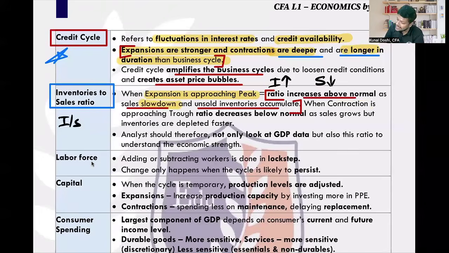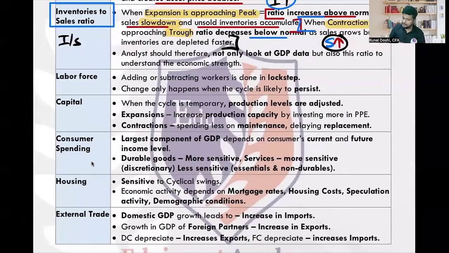Understood? But when the contraction is approaching trough, meaning you are reaching the bottom, there's nothing worse than this. When the contraction is reaching the bottom, the ratio decreases below normal. Why? Because your inventory is limited and the sales have started increasing. Here the sales are increasing at the same inventory and therefore you will see the ratio falling below. So whenever the inventory to sales ratio is above normal, that means there's going to be a recession. Whenever the ratio is below normal, that means the economy has started picking up. Understood?